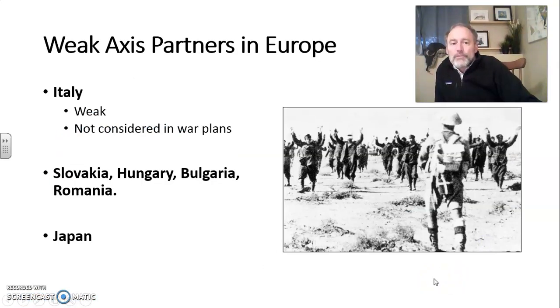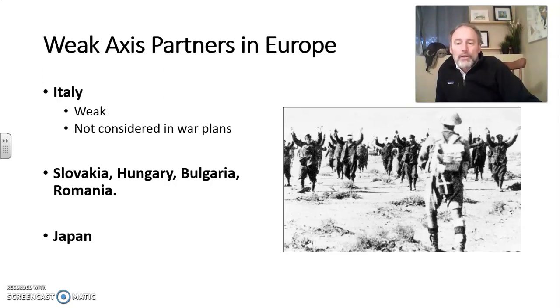Now, let's look at some of these topics. One, weak Axis partners in Europe. This is a group of Italians surrendering to a British soldier in North Africa, and there were cases of a few hundred British soldiers actually capturing thousands of Italian soldiers. Italy was considered weak as an ally. Hitler didn't even think of them in the war plans, and when Italy did do things on its own, such as attack Greece, Germany had to come rescue them.